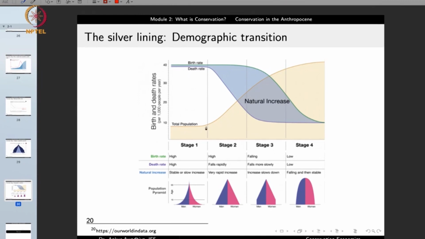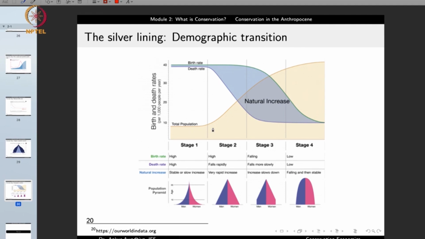In the first stage, the high death rate and high birth rate were able to counter each other, and the total population growth was less, which is what we saw for most of human history. But then, starting from around 1500 AD, we start seeing a large increase in population because we have now started to bring the death rates down.